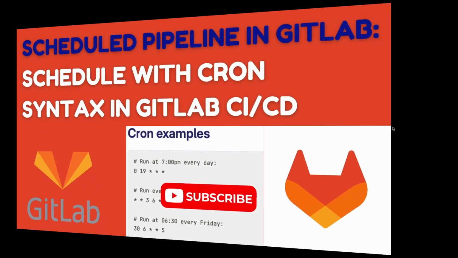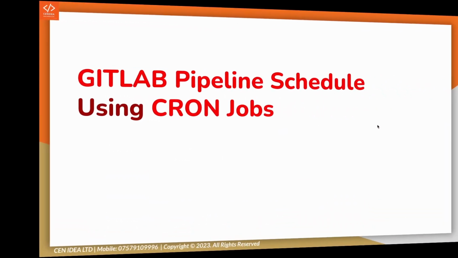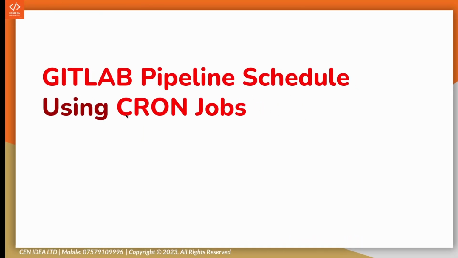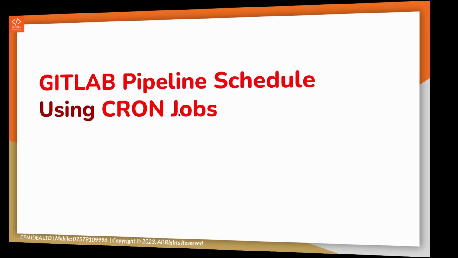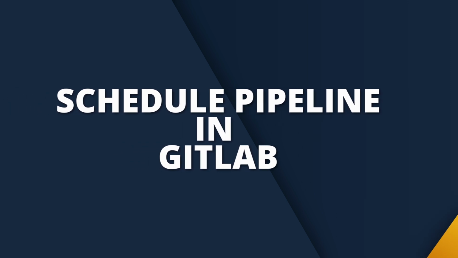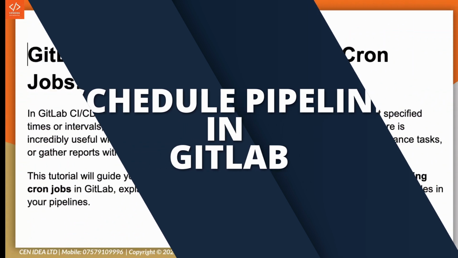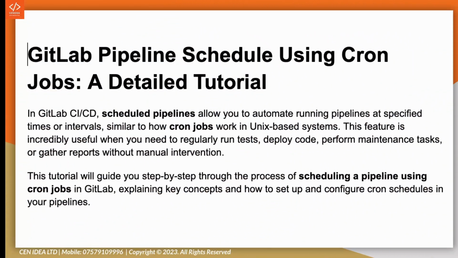And so let's begin. If you go in here, as you can see, it's GitLab pipeline schedule using cron jobs. So let's dive in and see. In fact, before we go on to GitLab, I'll walk you through quickly what these things mean. Here in GitLab, we have scheduled pipelines that allow you to automate running a pipeline at specified intervals, similar to how a cron job works in Unix-based systems.